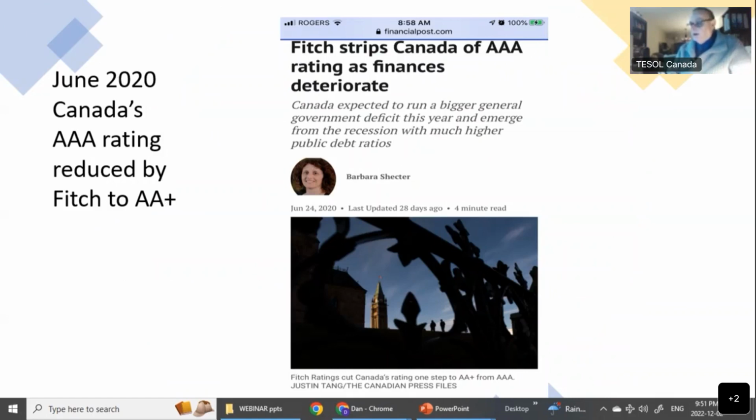pandemic. And it was because of that tremendous government debt, as Canada increased its debt so incredibly and developed such a huge debt, as many countries did, that the Fitch bond agency reduced Canada's rating to AA plus.